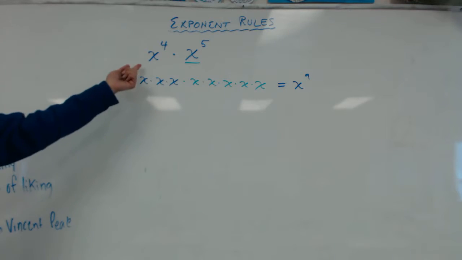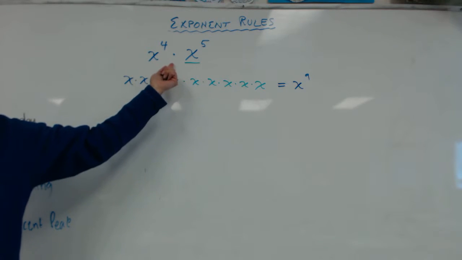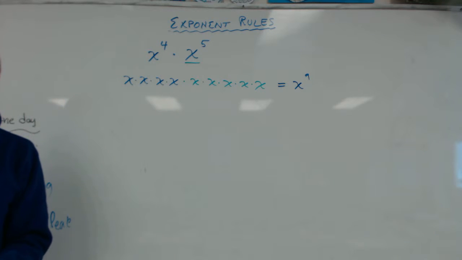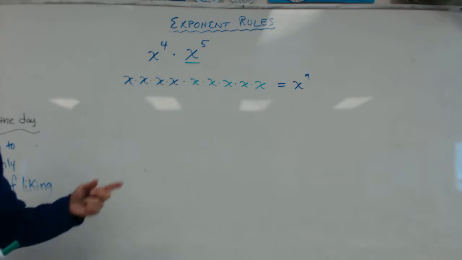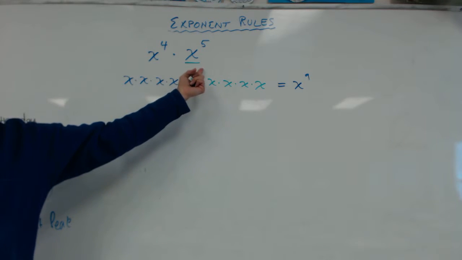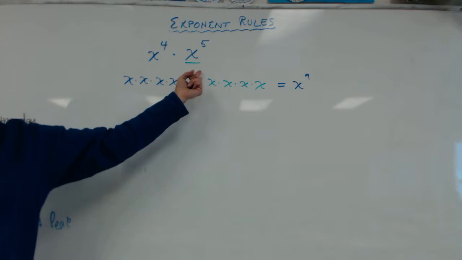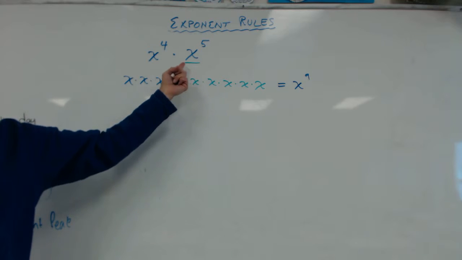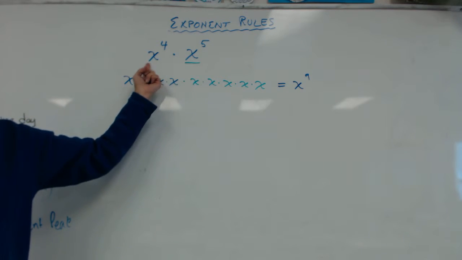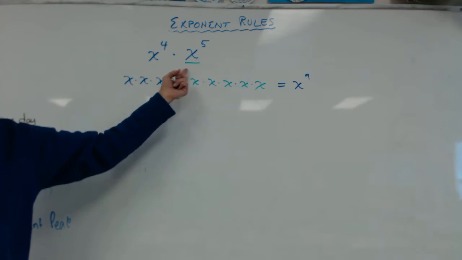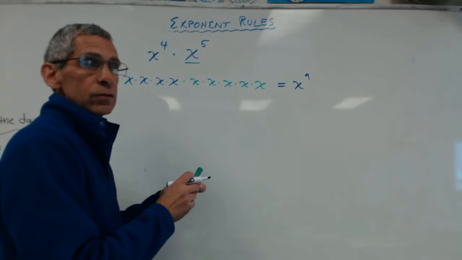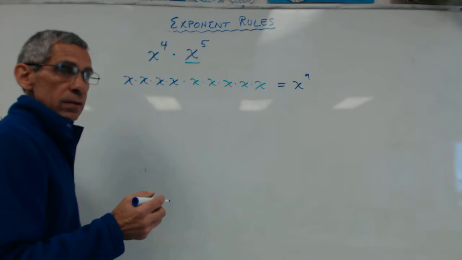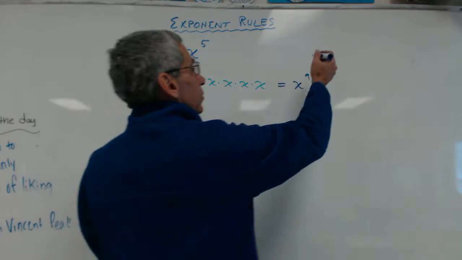So if you look up here, though, what is the shortcut you notice? When you're multiplying same bases, the bases have to be the same. They're both x's, right? They're both the same bases, right? You add the exponents. So when you multiply the same bases, you add the exponents. Yeah, exactly. So here's the rule.